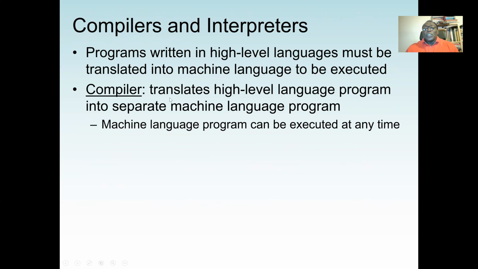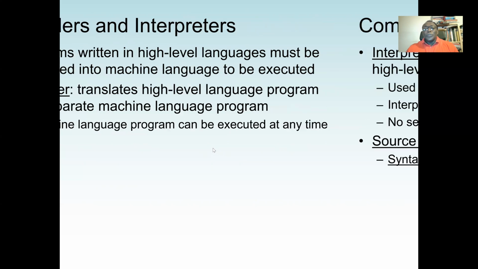Now, the most important thing in higher level language is compilers and interpreters. These are programs written in high level language. When the program is written in high level language, we have to do what? We have to translate it to a low level, which is machine language, for the computer to understand. So compilers and interpreters are just, I would say, translators. They translate the source code to machine language for the computer to understand. Here we say a compiler translates a high level language program into a separate machine language program. The machine language program can be executed at any time by the CPU.